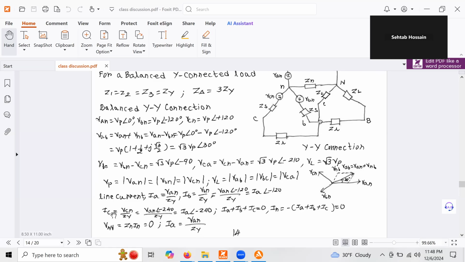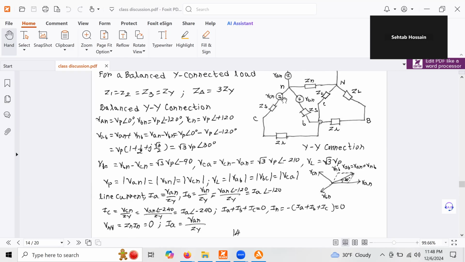IC will be equal to VCN over ZY, so it will be at minus 240 degrees. Why 240 degrees? We can write plus 120 degrees as minus 240 degrees. And all the line currents, if we apply KCL, their sum will be 0, and the neutral current sum will also be 0. So the current across this node, the sum will be 0.